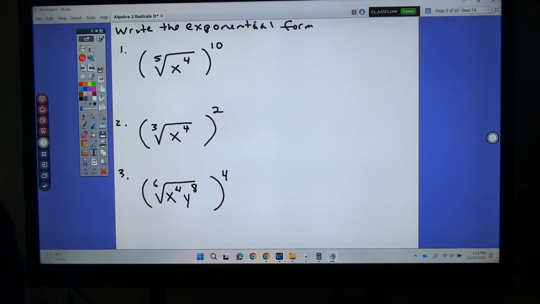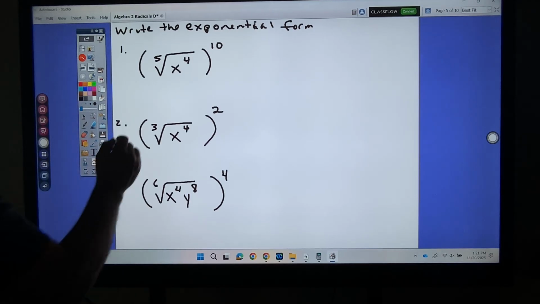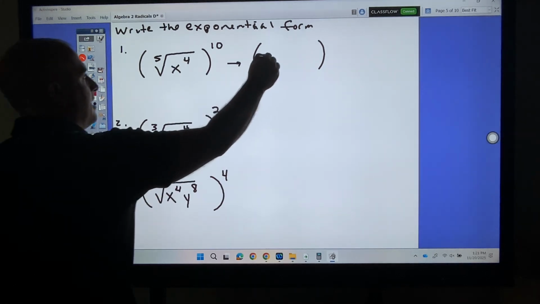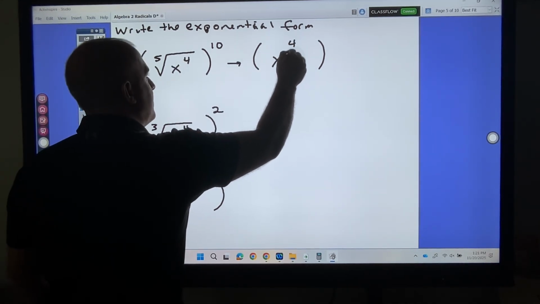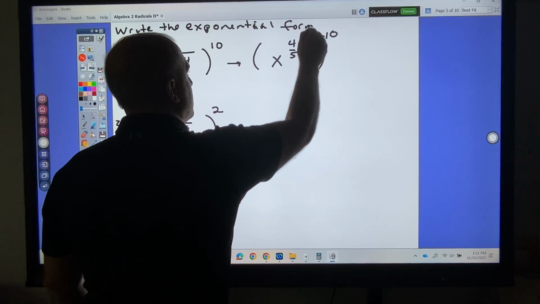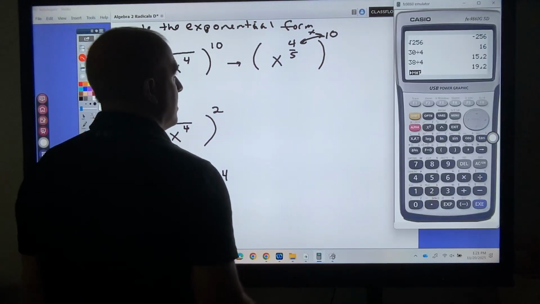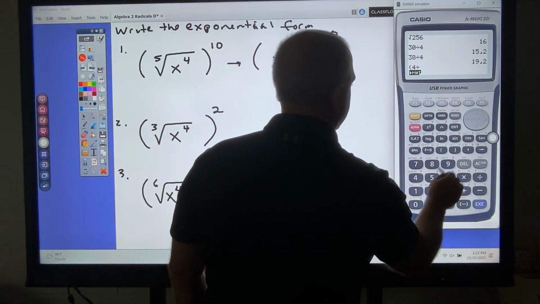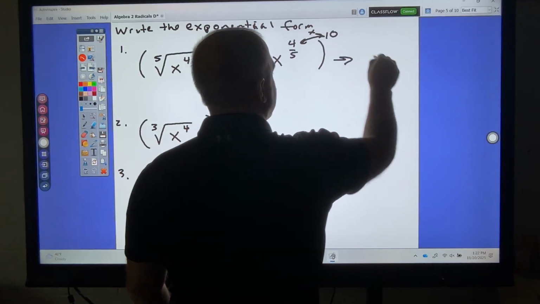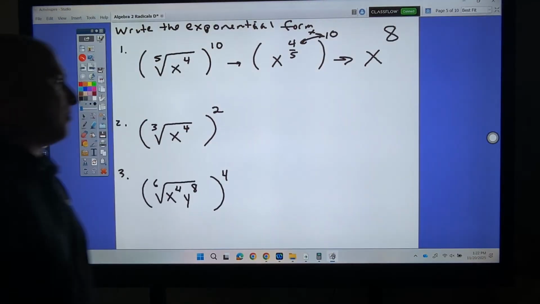Okay, so we want to write these in exponential form. Now, here's what you're going to do. First thing we're going to do is deal with this inside. This would be x to the 4/5, and then I got this 10 on the outside. Now, what I'm going to do is I'm going to multiply that. Okay, so 4/5, put parentheses around it, times 10 gives me 8. So this is x to the 8th power.